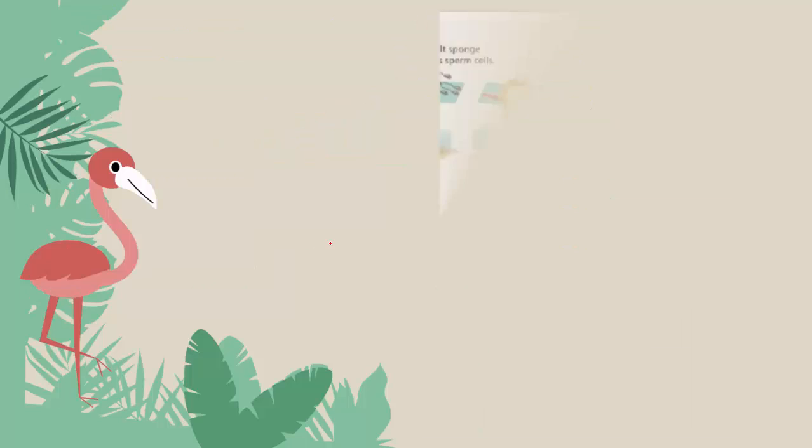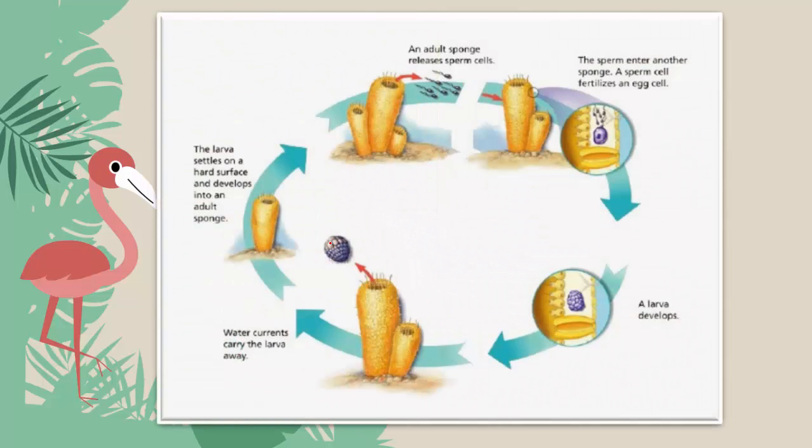So let me show the life cycle once again so that it will be clear for you. This is one sponge animal, one porifera, where it is producing the sperms. From this animal or from this sponge, the sperms are produced. The adult sponge releases the sperm cells. They swim in the water, they come in contact with the other sponge, and the sperm enter another sponge and the sperm cell fertilizes the egg. Here is the egg.